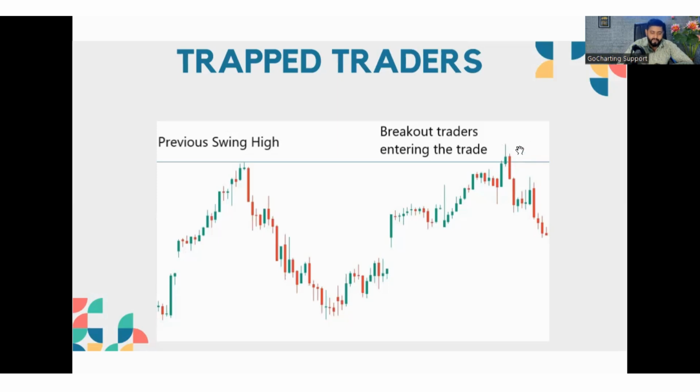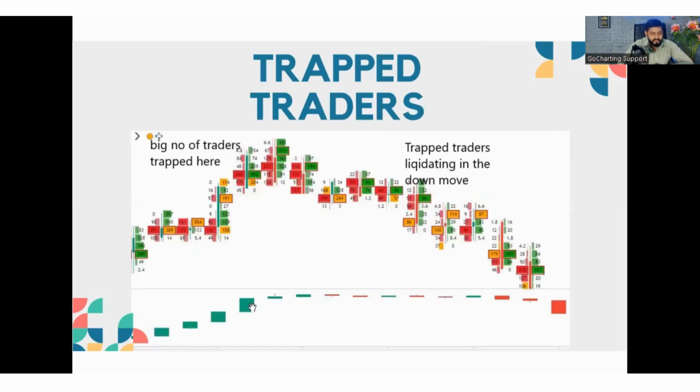That is, trapped buyers. Now you see here, this was a big green delta. You see the number of orders over here. These are big buy orders. Now what is happening? The price is coming downside. So what will happen to these traders? These traders have to liquidate in the down move. So these traders are going to convert into sellers. So this is about the trapped traders.